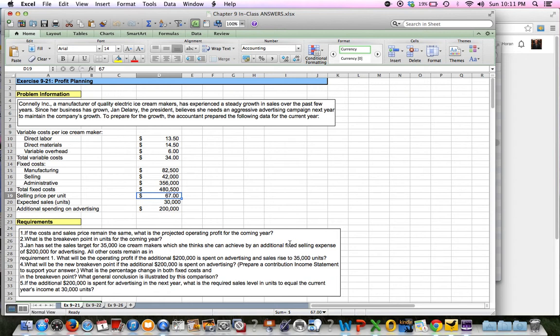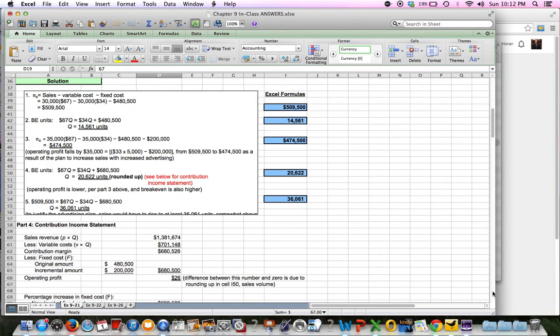And so we've got several questions here based on that. Question 1, cost and sales price remain the same. What's the profit for the year? What's the break even for the year? If Jan has a sales target of 35,000 makers and she thinks she can achieve that by an additional fixed selling expense of $200,000, should she do that, and so on. So let's just go through each scenario and see if we can understand them.